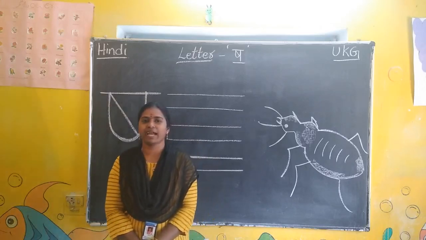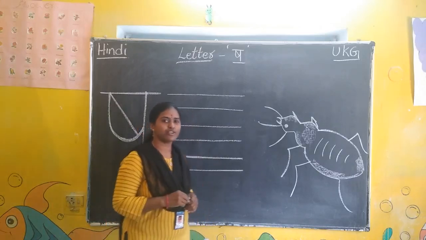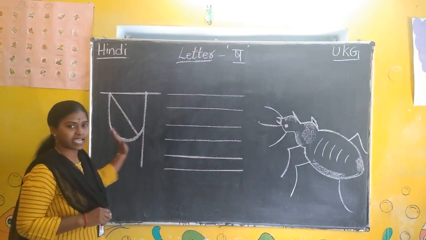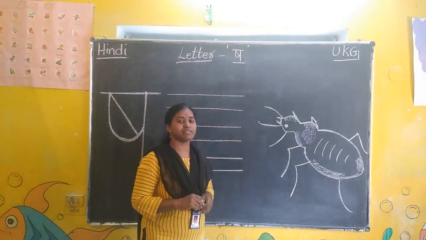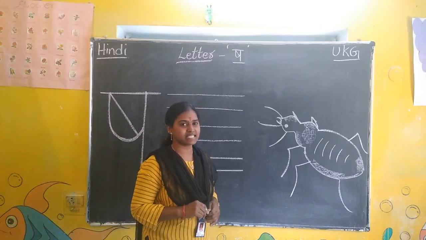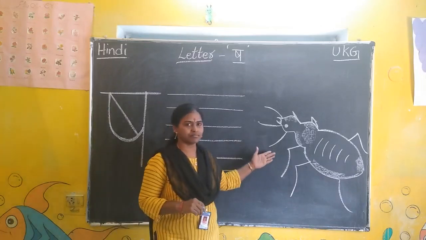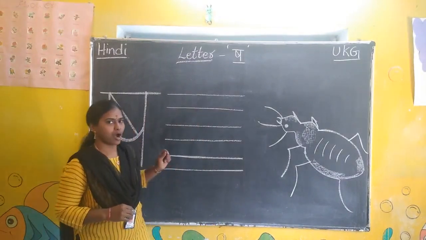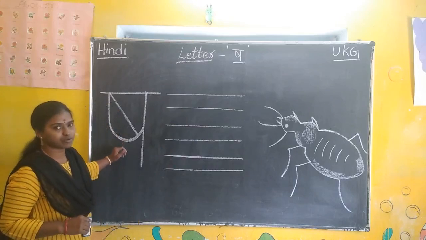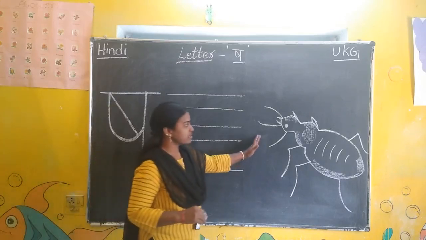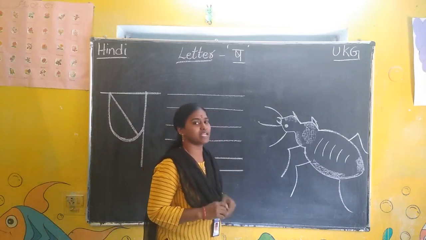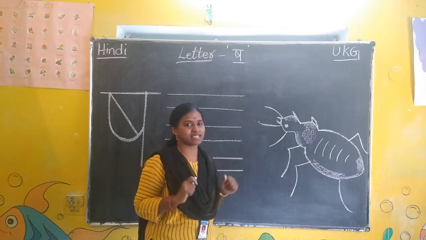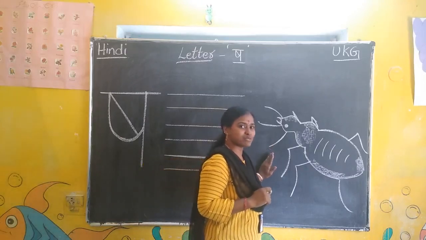Hello everyone. Welcome back to Hindi class. Today we are going to learn a new letter, that is letter Sha. Sha se Shatpad. Shatpad means insect. Okay, look here. This is Shatpad. Now we will practice how to write. Okay children, first we will practice how to write. And one thing, look here, insects have mostly six legs. Shatpad means six. Shat means six. Insects have six legs, mostly you observe.